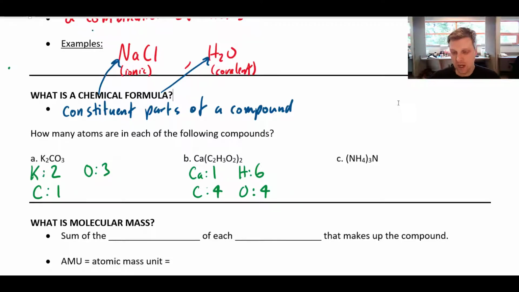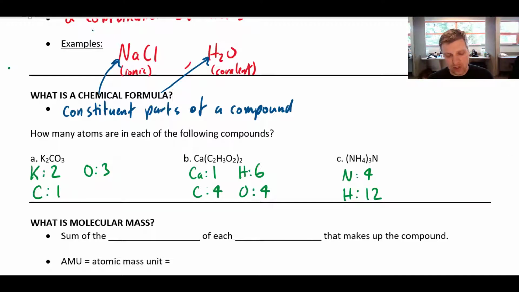And the last one here, (NH4)3N, that is something called ammonium nitride. And so how many nitrogens do I have? Well, in my ammonium, there are 3 ammoniums, so that's 3 nitrogens, but then there's another nitrogen on the outside here. So that's a grand total of 4 nitrogens total. And then for my hydrogens, I've got 4 times 3 is 12 hydrogens.